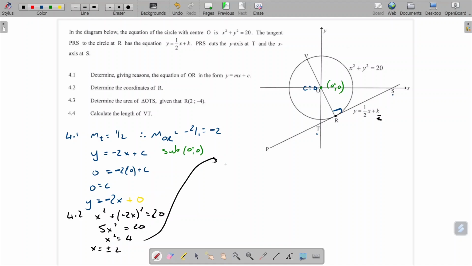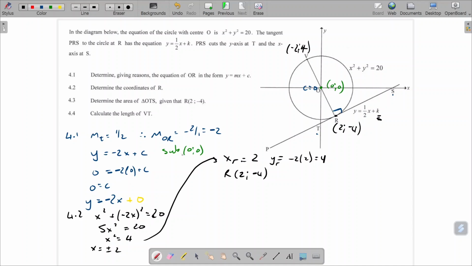Following on, the x value at R is 2. We can substitute that in. As a result, y at R is going to equal -2 times 2, which equals -4. So the coordinates of R are 2 and minus 4. Because this thing is symmetrical, the coordinates of the other point on the circle will be minus 2 and positive 4.